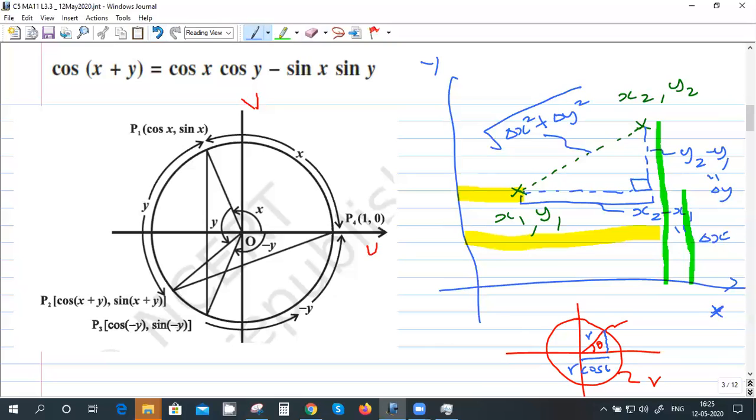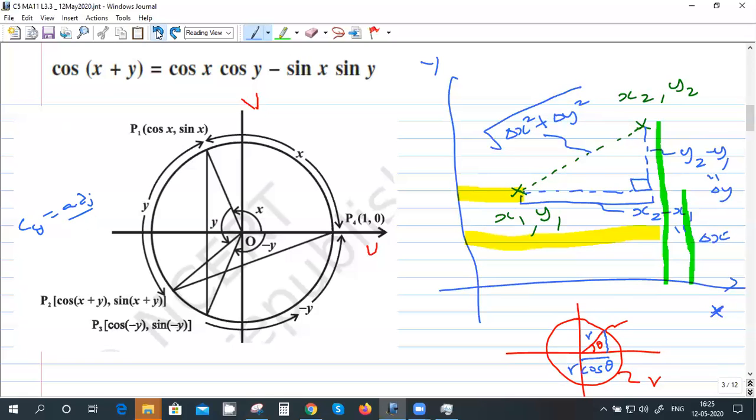If you take cos theta, it is adjacent by hypotenuse, right? Hypotenuse is r. So adjacent will be r into cos theta. Cos theta equal to adjacent by hypotenuse, which is r. So from that I get adjacent as r cos theta. Definition of cos theta is adjacent by r because r is hypotenuse.